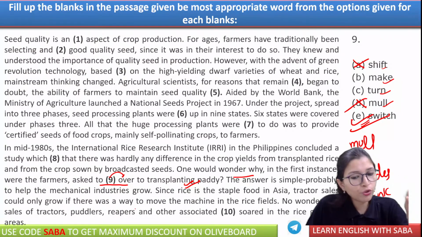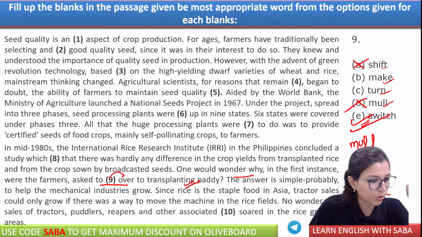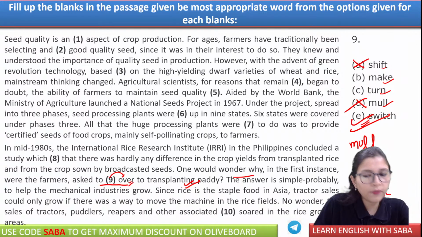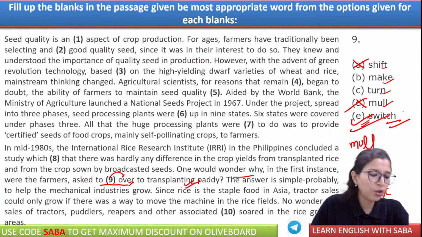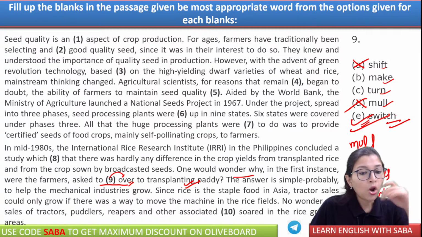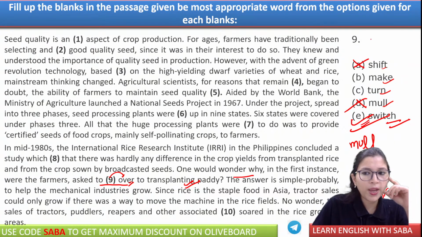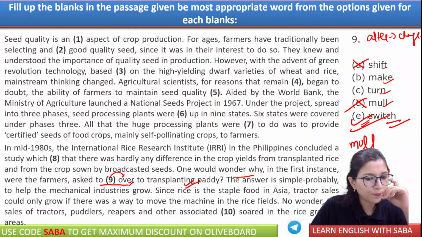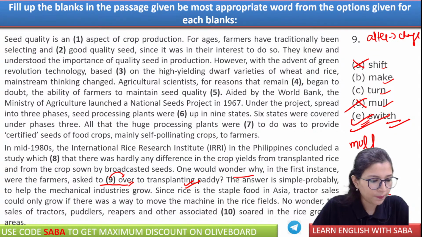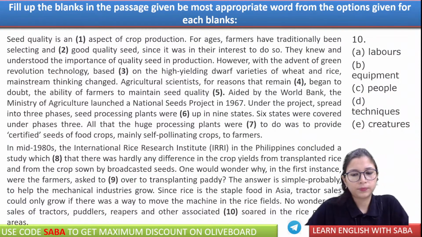If over was not there, shift to transplanting paddy would have been the correct option. Since over is already given here, it will be switch over to. Switch over, change something. Okay. Alter, we basically call to change. Alter, alter we call to change. Okay. Clear everyone? So the correct answer here is switch over to transplanting paddy. Last.